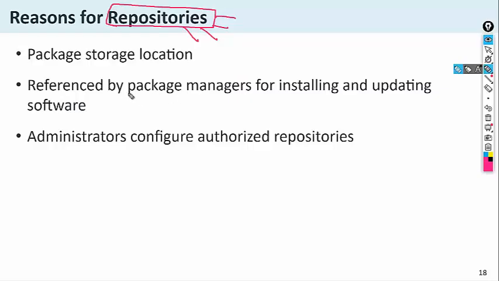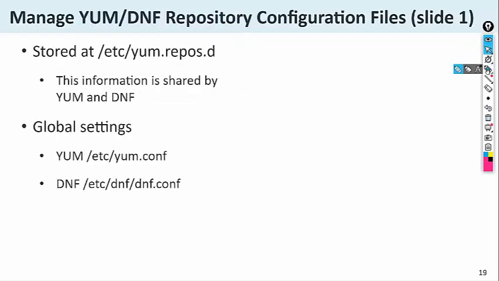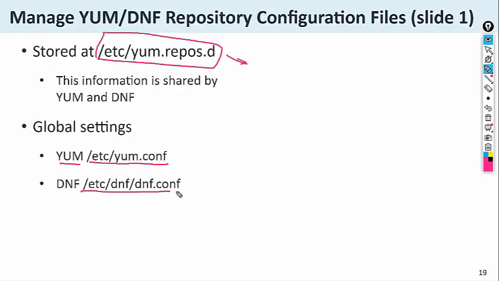Okay. So the package managers are RPM, yum and DNF, for installing and updating software. The administrator configures and authorizes the repository, which means the repository must be authorized. So how can you check the repository's information? The location is /etc/yum.repos.d, where you will find out how many repositories exist. For yum, you can check this file name, and for DNF you check this file name for the configuration of the repository.